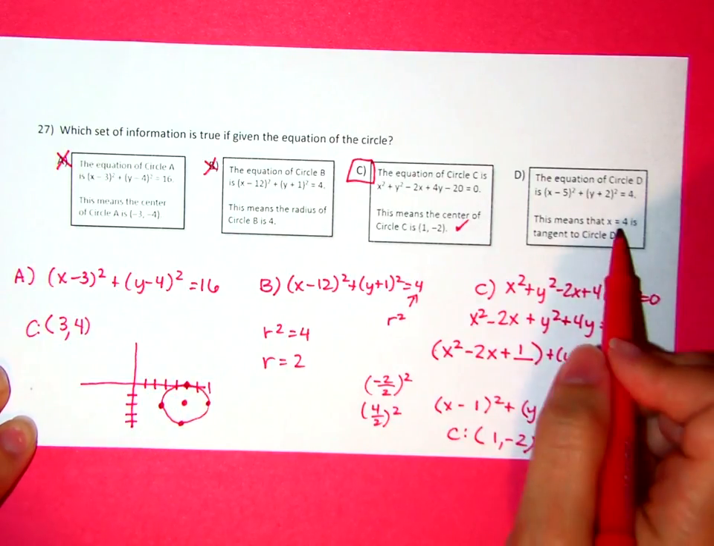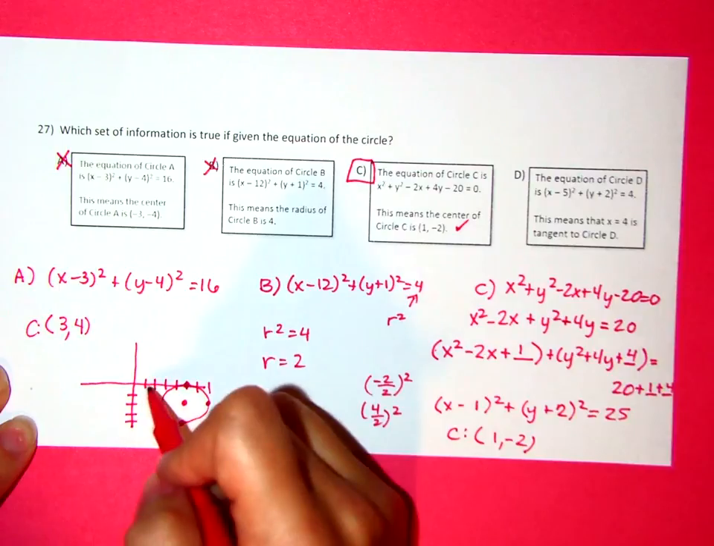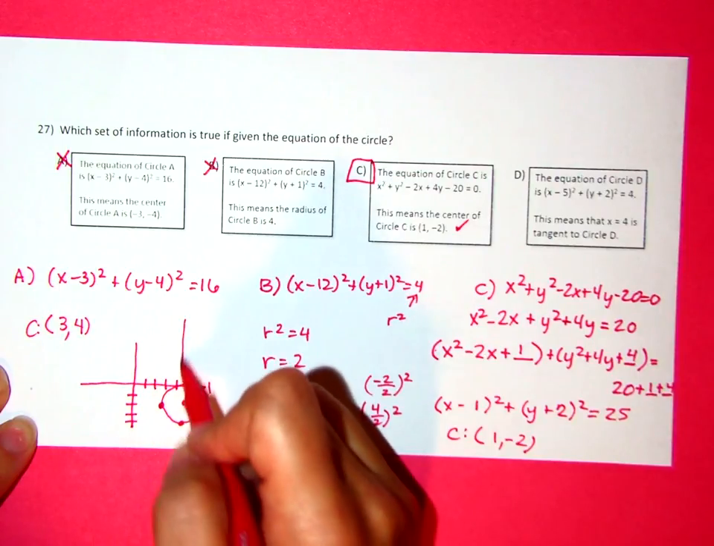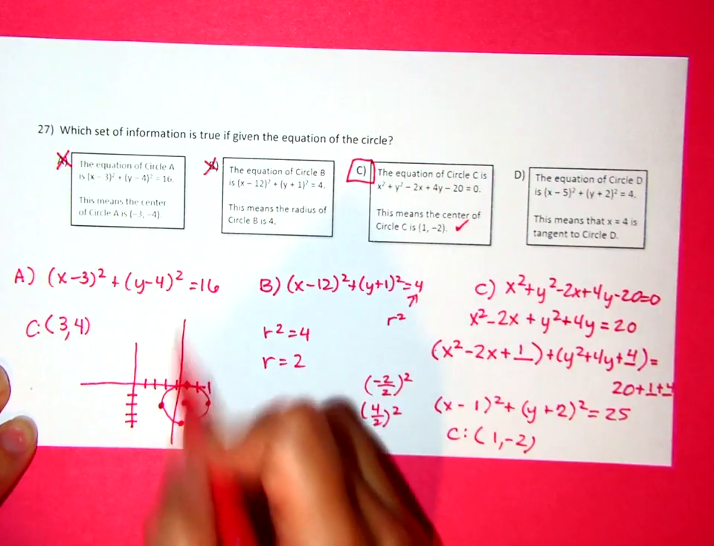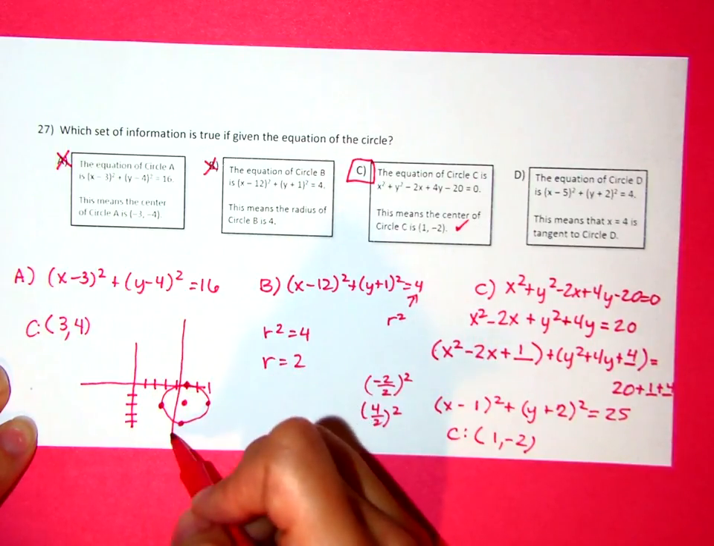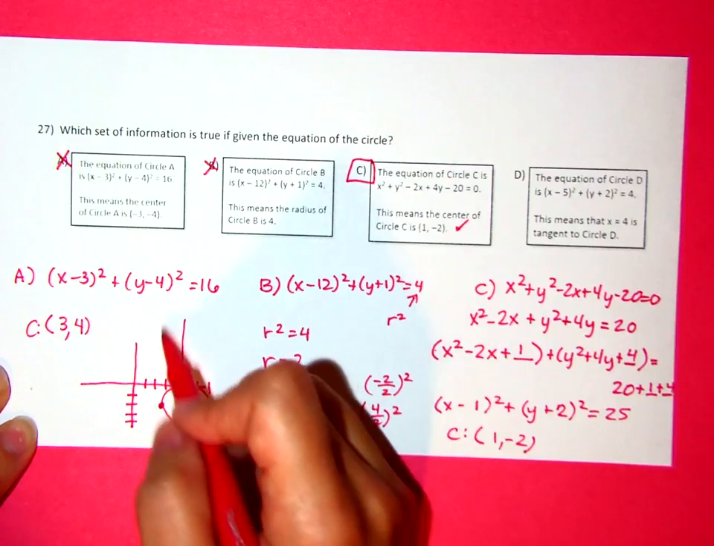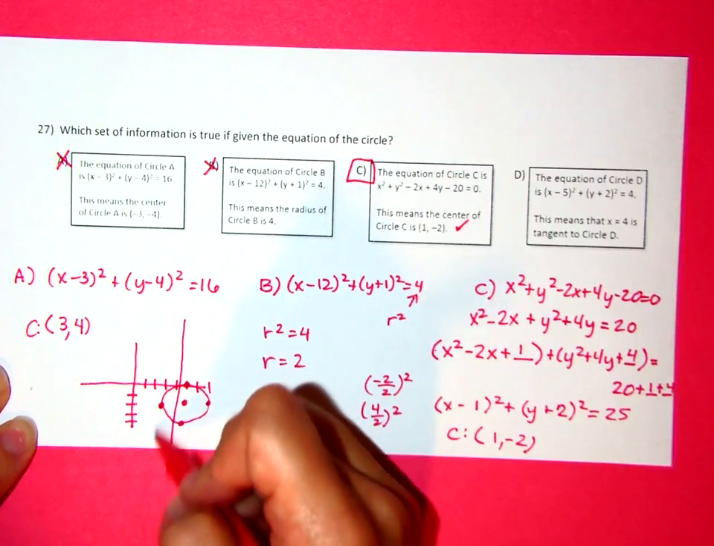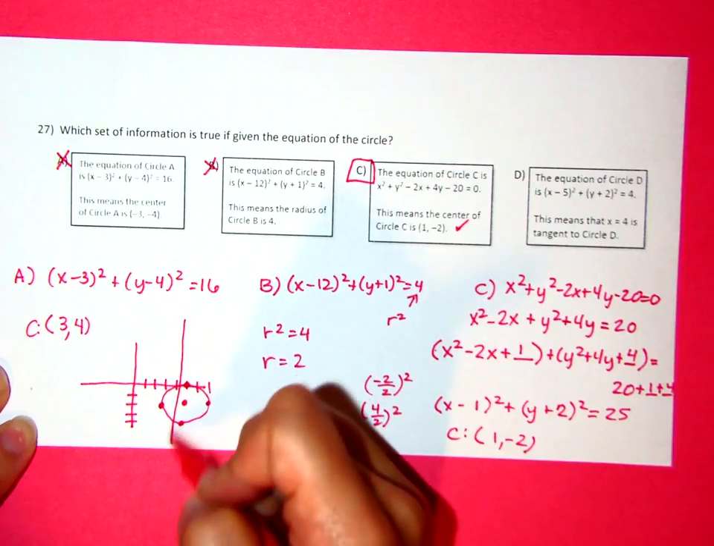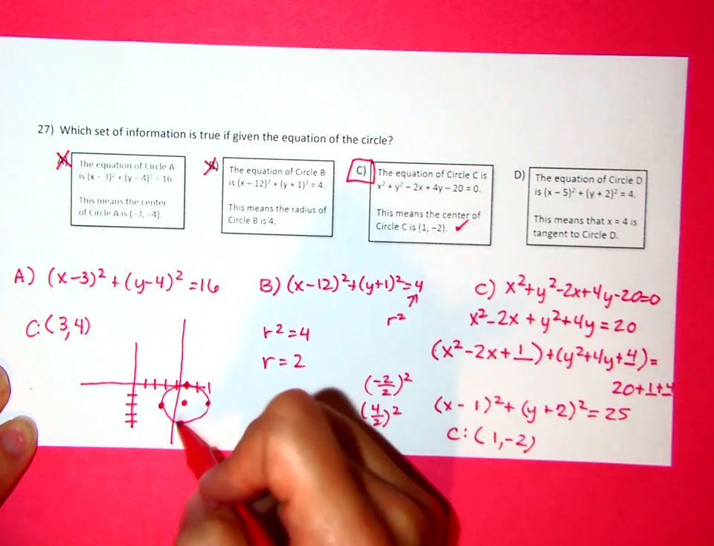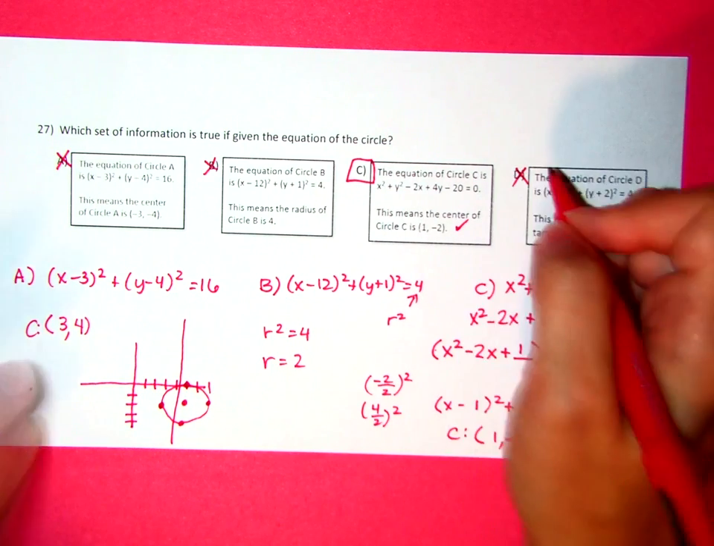And then from here, let's graph the line x equals 4. That's 1, 2, 3, 4. Do you see how that's a secant? It crosses the circle in more than one place. If we had x equals 3, that would have been a tangent line. But x equals 4 goes through the circle twice in 2 places, so that makes it a secant, which is why it's not answer choice D.